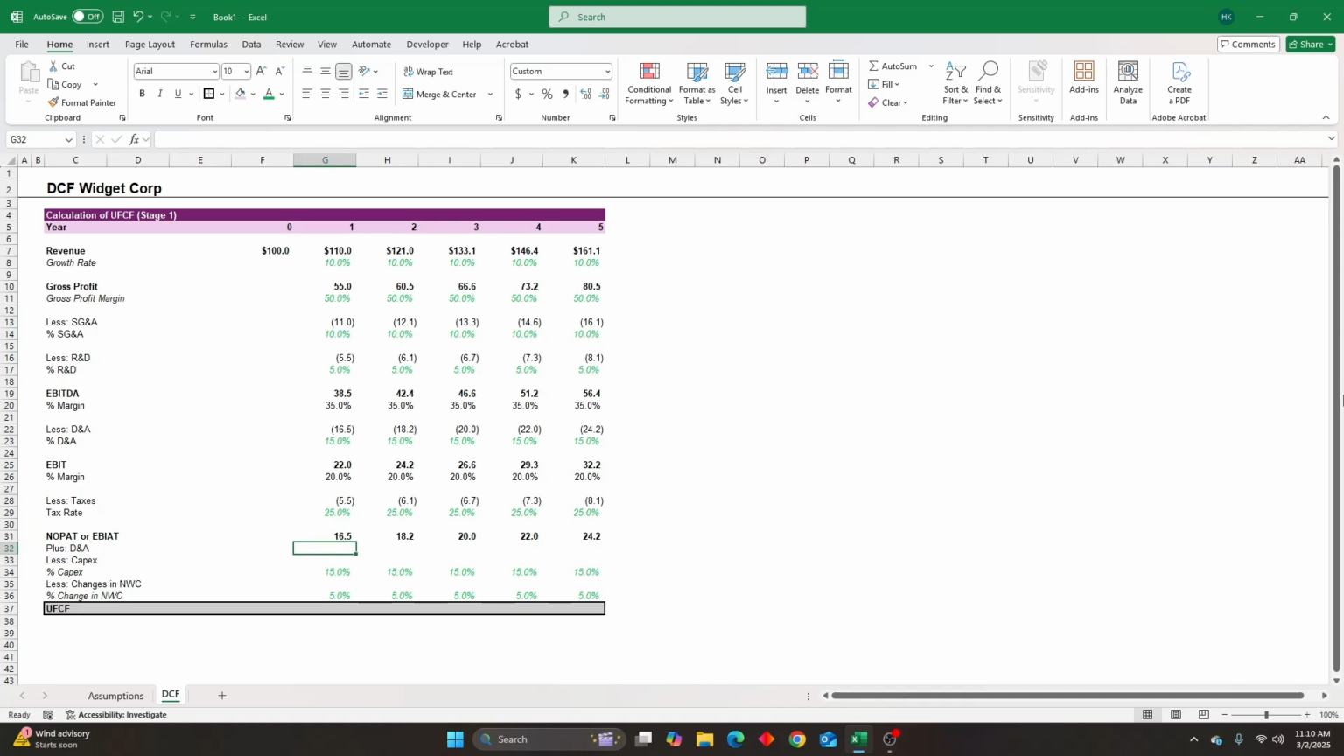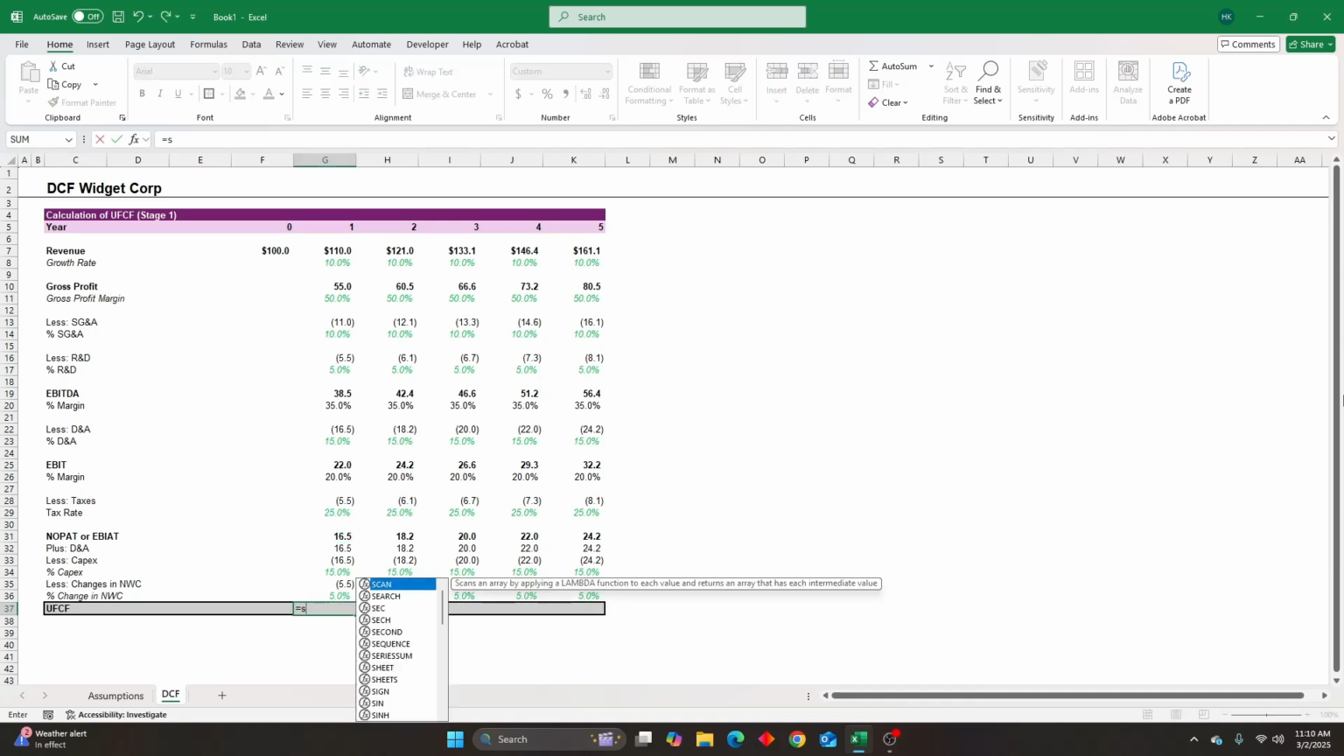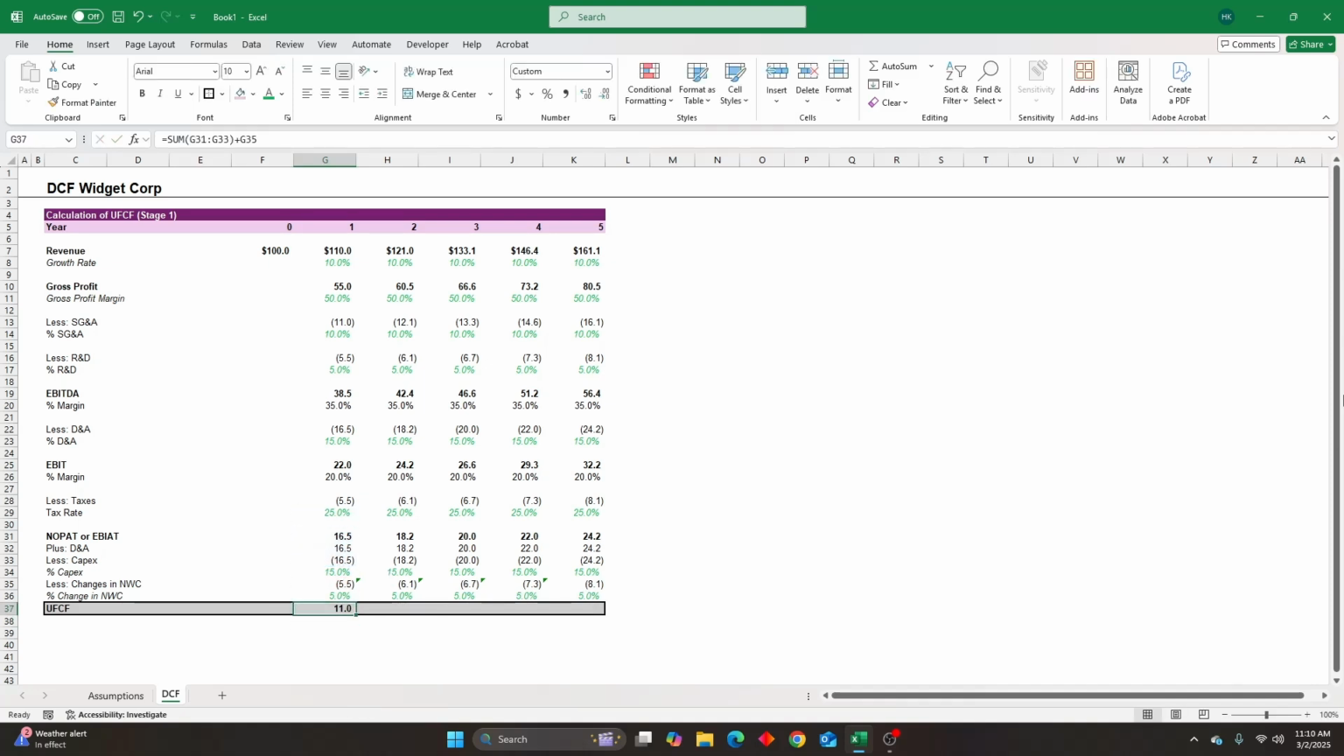Okay, continuing on now, we're going to add back our depreciation and amortization as non-cash expense. And then we also have to take into consideration our capital expenditures. And so here we're going to take, just as we've done with SG&A, with DNA, with R&D, our percent CapEx, we'll multiply it by our revenue to get that, and then the same thing for our changes in net working capital, which is going to be an outflow in this case. Okay, once we have that all situated, we can add, I'll just do the sum of these three plus this. And there we go. We have our unlevered free cash flow for our stage one.